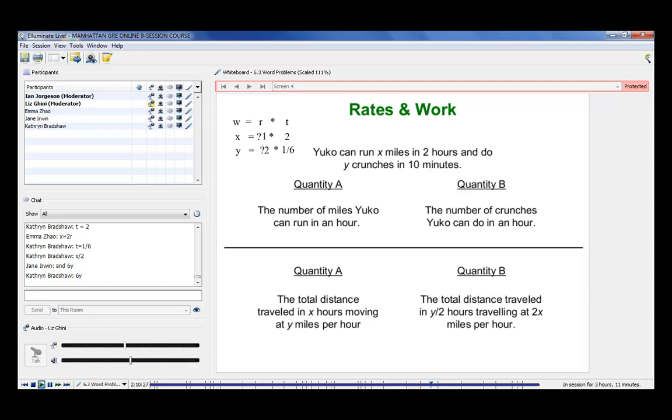Do we know which is greater? No, we really don't. We're comparing X over 2 to 6Y, and we don't know anything about X or Y, other than that work is positive, some work is done. So the answer has to be D. Everybody see that?